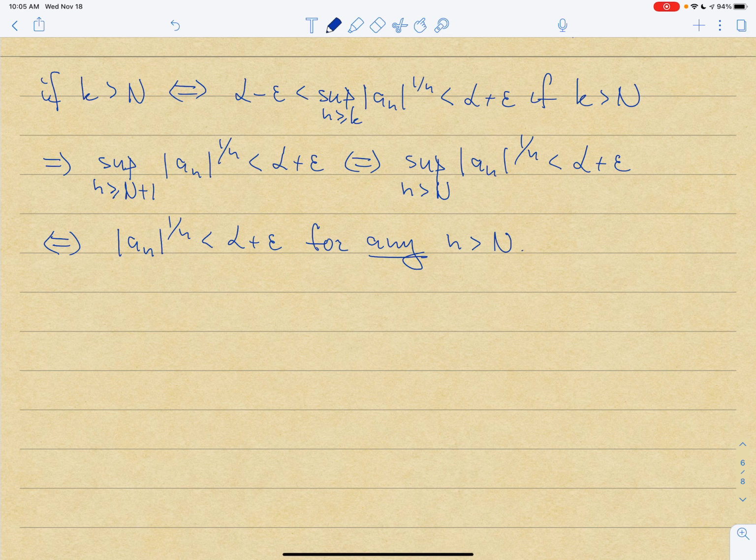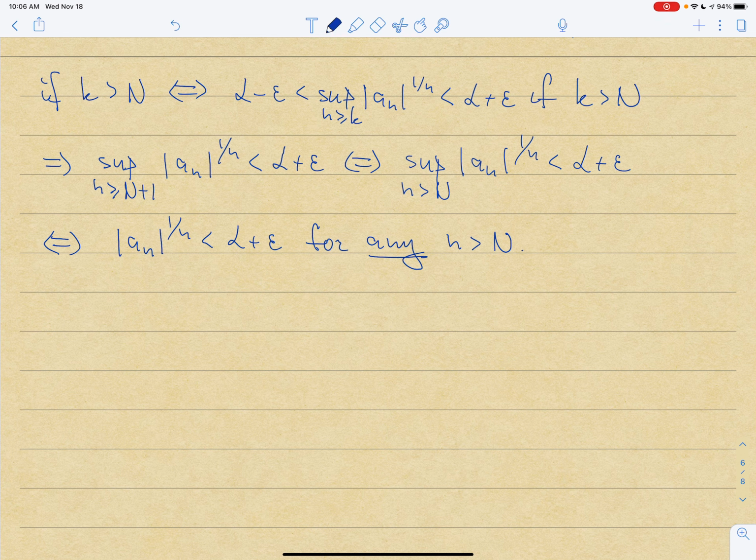I'm simply using the fact that if a supremum of something is less than a certain number, that means that every element in the set, the supremum over which I'm taking, is going to be less than that number, right? Again, alpha plus epsilon: the supremum is the least upper bound on the absolute value of an to the power 1 over n. This is less than alpha plus epsilon, so that means that alpha plus epsilon itself is also an upper bound, right? Not the least upper bound, but an upper bound. And so every individual absolute value of an to the power 1 over n must be less than alpha plus epsilon.